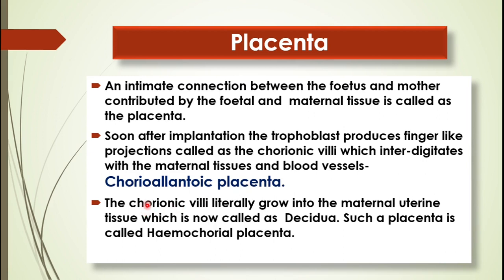And as I said earlier, the chorionic villi grow into the maternal uterine tissue, which is now called the decidua. And since it is literally bathing in the mother's blood, we also refer to that particular placenta as the hemochorial placenta. The word hemo means blood, chorial here means the chorionic villi. So the placenta in human beings is the chorioallantoic placenta of the hemochorial type. So this is a very intimate relationship seen between the fetus as well as the mother.